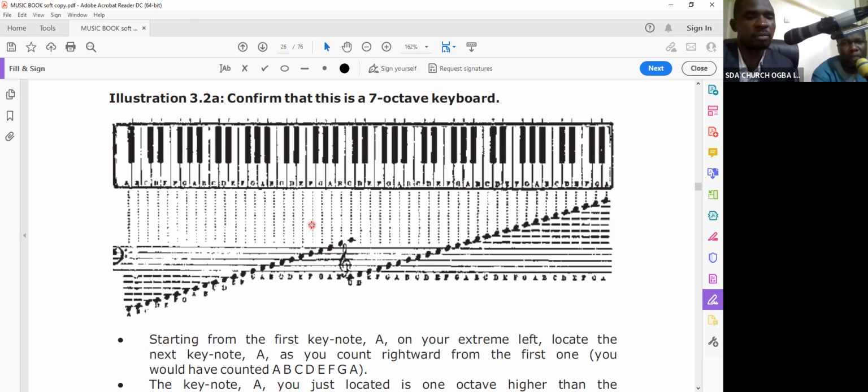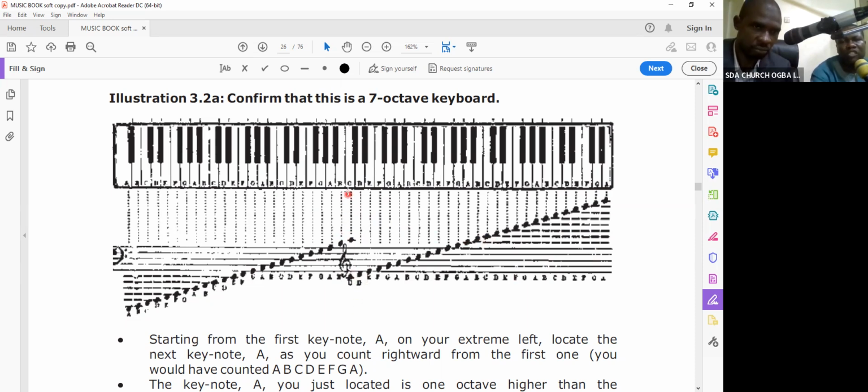Okay. So this keyboard is a 7 octave keyboard. Just count from here to here. You find there are about 8 A's, which means it's a 7 octave keyboard. And this is actually the pitch of these letter sounds on the keyboard. When we talk of the middle C, where is it on the piano? That's the question. Where is it on the piano?